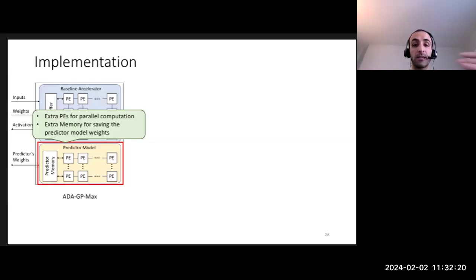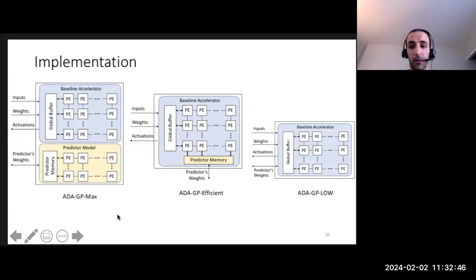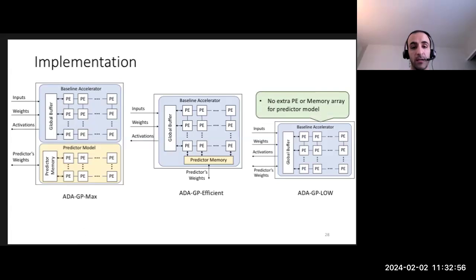That's why in the second approach, we come up with another implementation, which is AdaGP Efficient. We consider a specific memory for storing the weights of the predictor model, but here we reuse the processing elements of the baseline accelerator, and this will reduce the overhead of extra processing elements in AdaGP Max. And finally, in the last approach, we have AdaGP Low. In this approach, we don't have any extra hardware for AdaGP, and we reuse all the existing resources in the baseline accelerator.